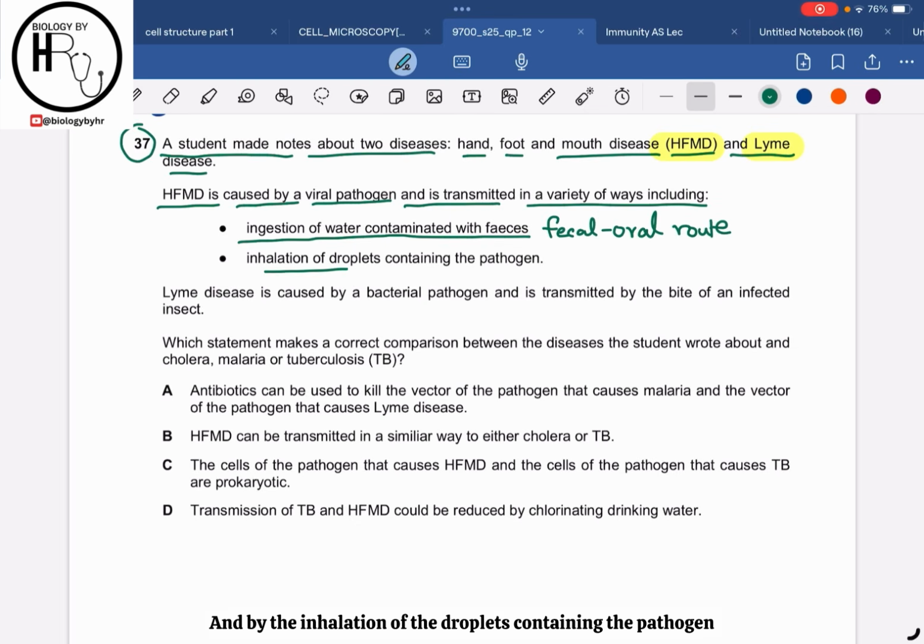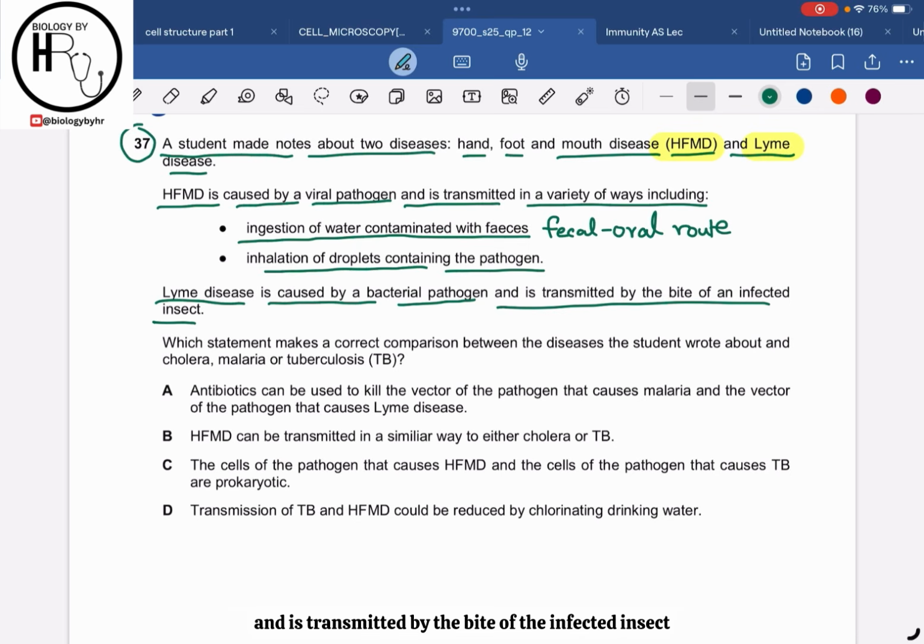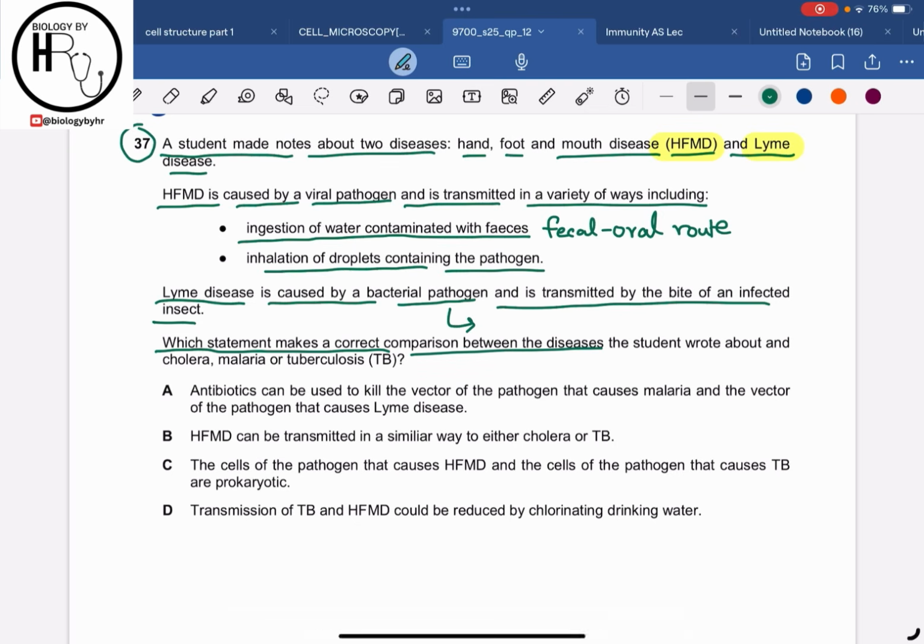And by the inhalation of droplets containing the pathogen. And then Lyme disease is caused by a bacterial pathogen and is transmitted by the bite of an infected insect. For example, when the infected insect bites you, it transmits the bacterial pathogen inside the body. Which statements make a correct comparison between the diseases the student wrote about, and cholera, malaria or tuberculosis? Now let's discuss the options one by one.